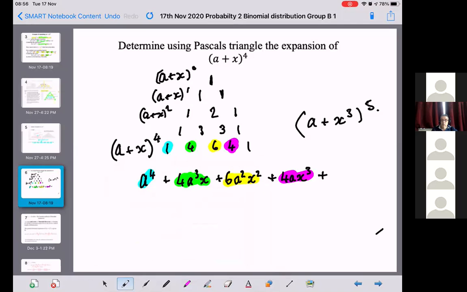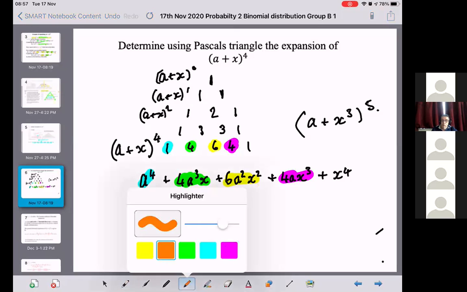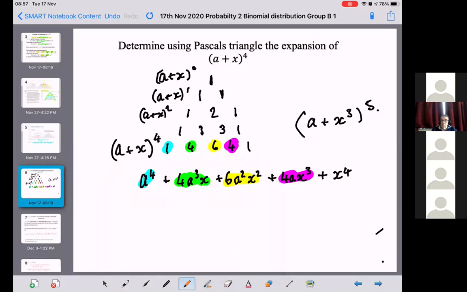Just x to the power of 4. x to the 4, because the a becomes to the power of 0, which means it disappears, becomes 1 effectively. So that last bit comes from the 1 on the end.